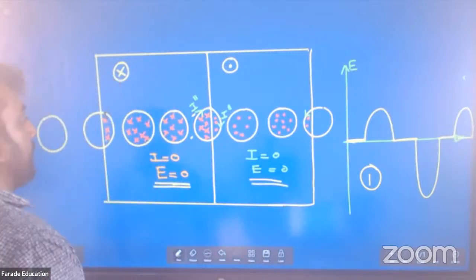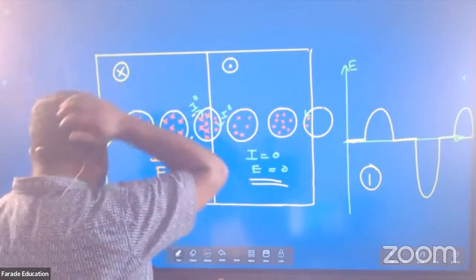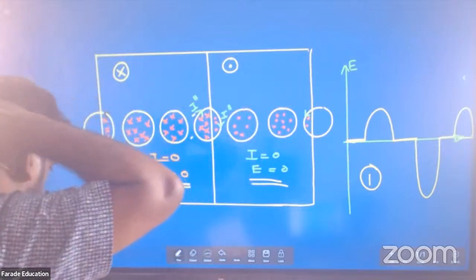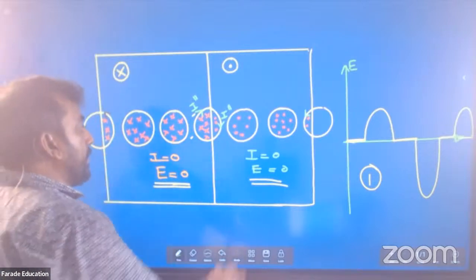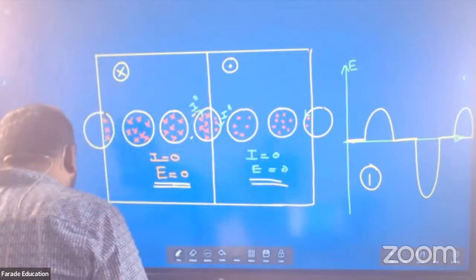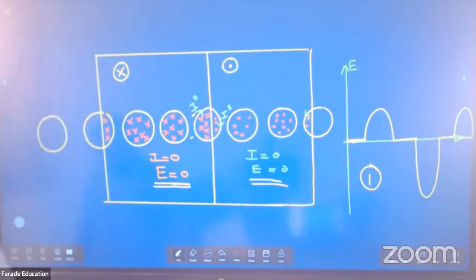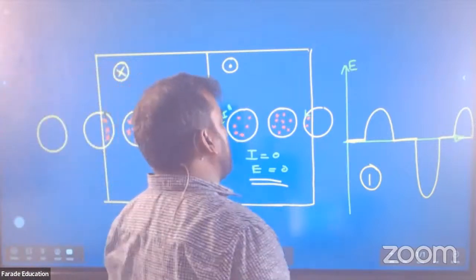Next one. When the loop is completely inside the dots, flux is constant, so EMF and current are 0.